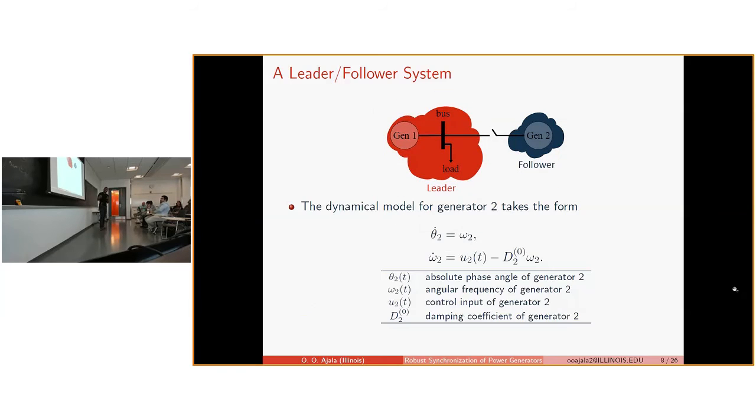On the other hand, the dynamical model for generator 2 takes the following form. It's similar to that of generator 1, except the load here is 0.